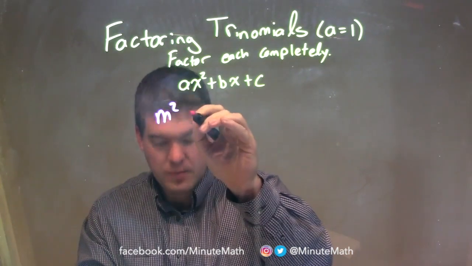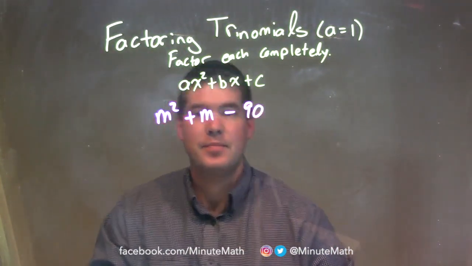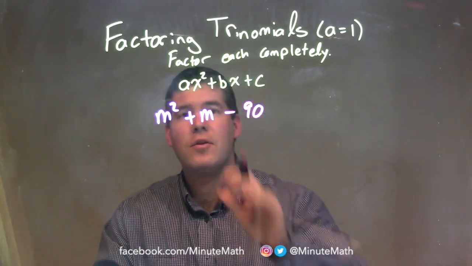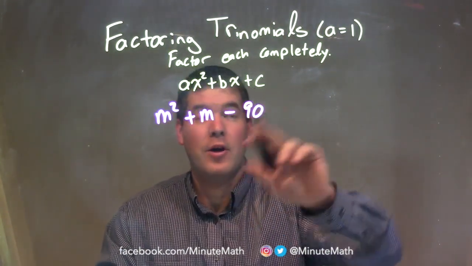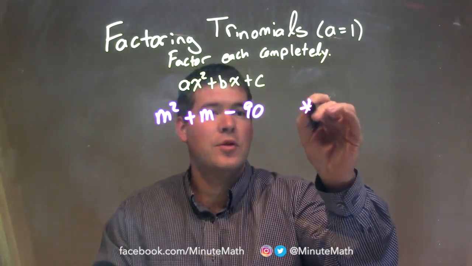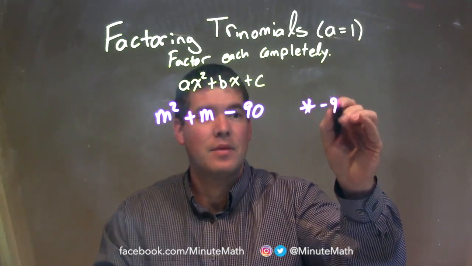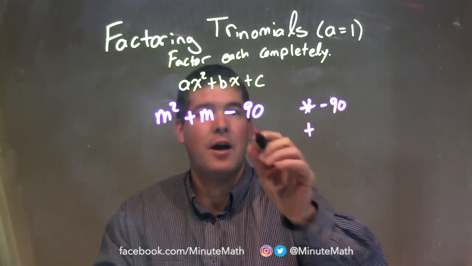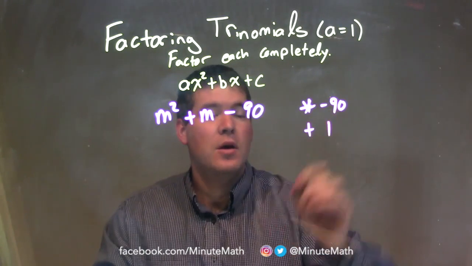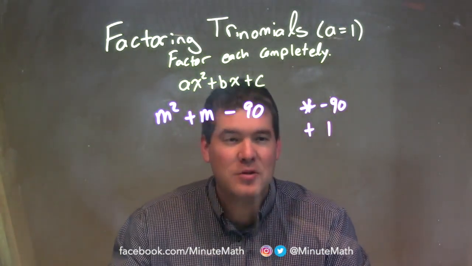m squared plus m minus 90. Okay. Well, we have it in our ax squared plus bx plus c form, and our a value is equal to 1. So let's ask ourselves the question. What two numbers multiply to be my c value, which is my negative 90, but add to be my b value, which is a 1? So what two numbers multiply to be negative 90, but add to be a positive 1?